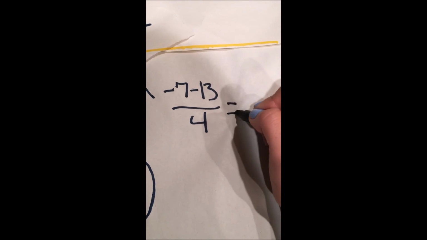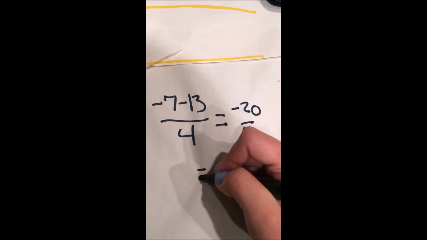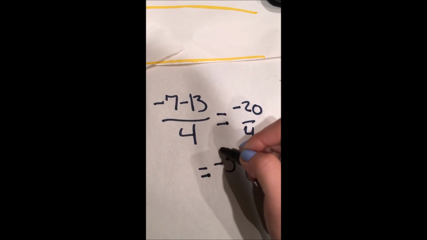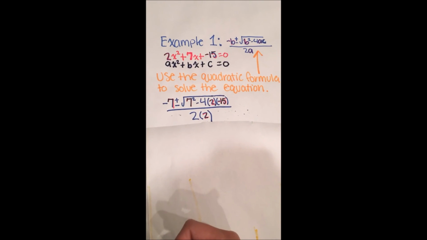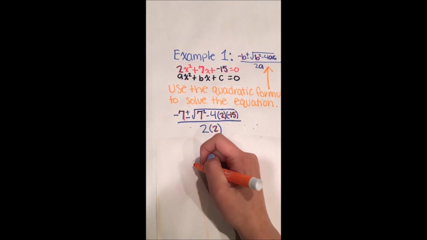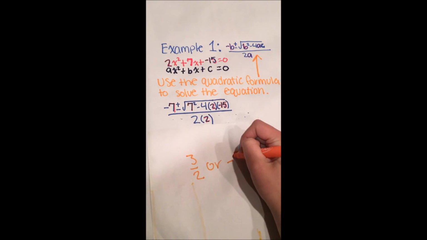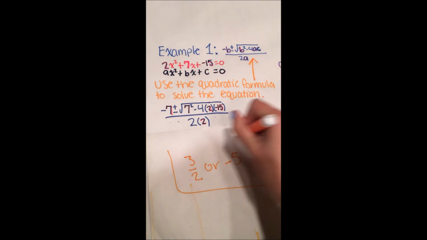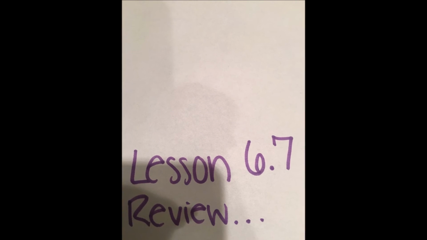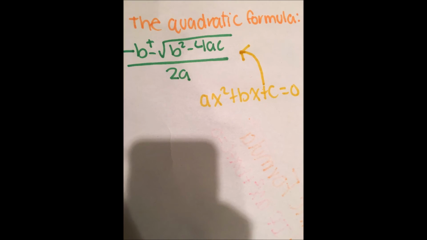Negative 7 minus 13 comes out to negative 20 over 4, and when you divide that out, it becomes negative 5. So that's our second solution. So our two final solutions to this problem are 3 over 2 and negative 5. This is how you solve the quadratic formula when you're given the quadratic equation.